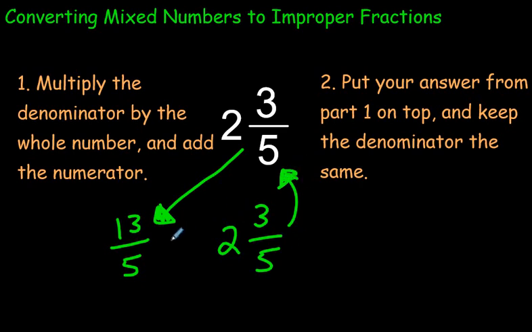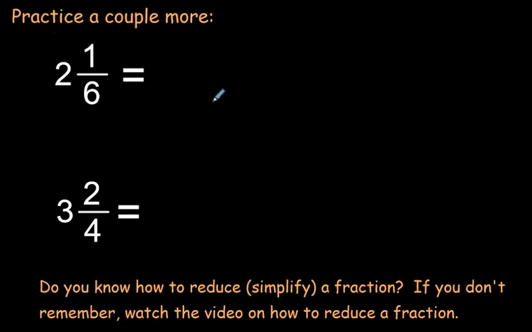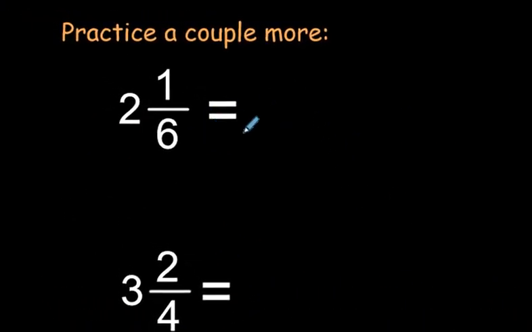So that's how you go from a mixed number to an improper fraction, and then from an improper fraction back into a mixed number again. Let's practice this on the next page. In case you're a little confused, it's always good to do a few examples. So let's practice some right now.